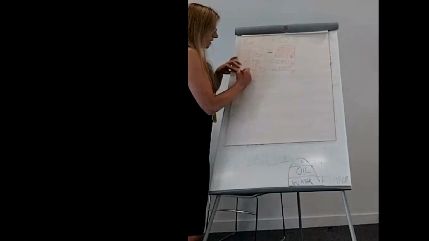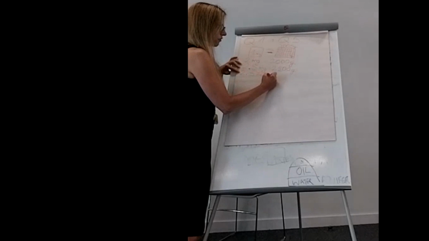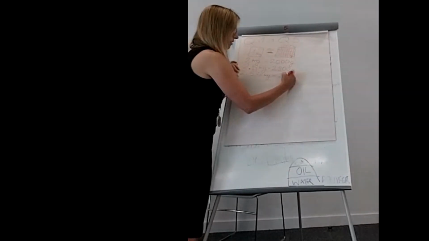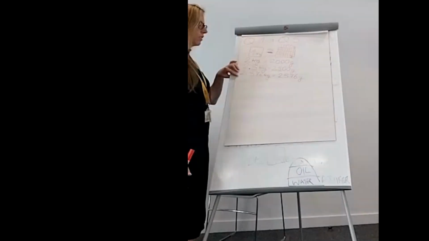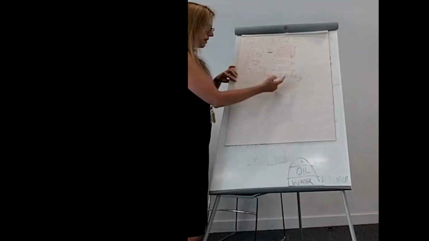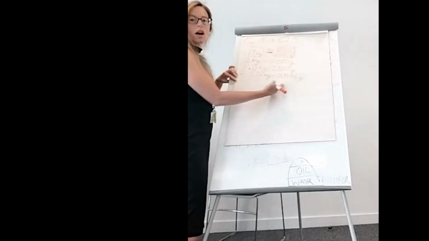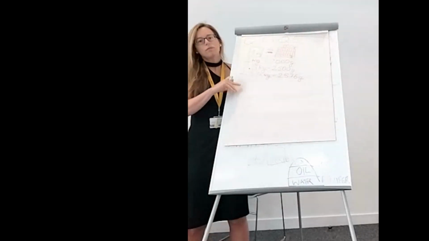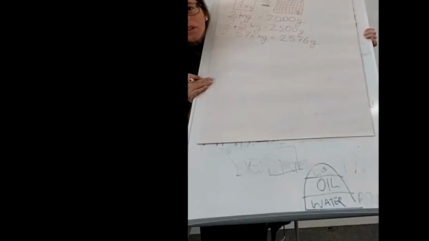So now let's say we have 2.576 kilograms. That is 2,576 grams. Very good. And we can also change it the other way around. What about if we have 2,576 grams? How much is that in kilograms? 2.576 kilograms. It's a bit closer.